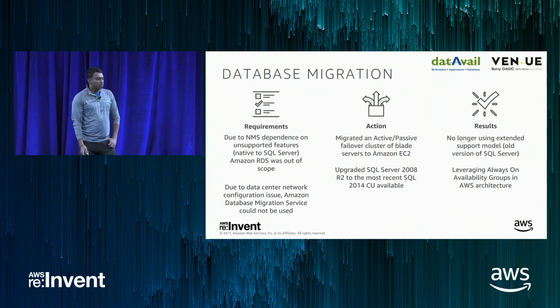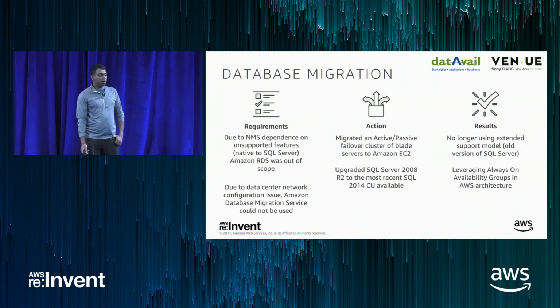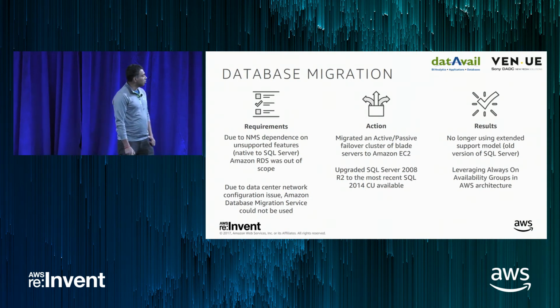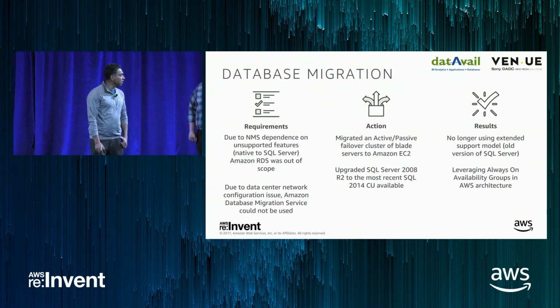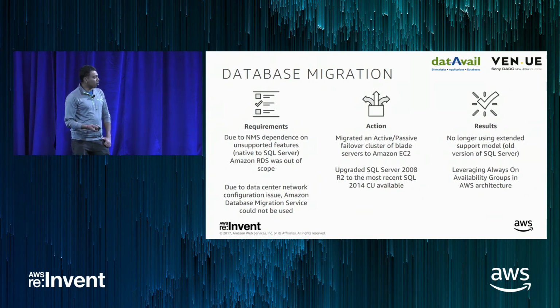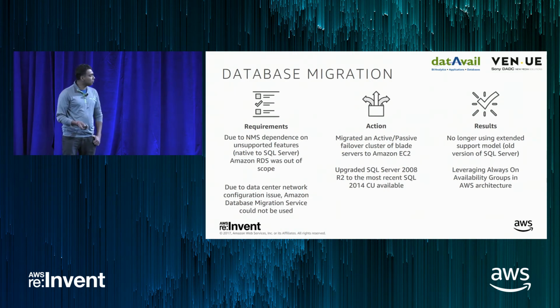One of the other requirements we also had was how to move 2 terabytes of data from on-prem to AWS. We initially explored using AWS Database Migration Service, but we had some data center network configuration issues, so we decided to use S3 and the traditional backup and restore strategy. So what we did was migrate an active passive cluster running on-prem to multiple EC2 nodes running on AWS. We also decided to upgrade from SQL Server 2008 R2 to SQL Server 2014 so that we can leverage the Always On availability groups in the AWS architecture. I'm going to talk more about Always On availability groups and how we leverage some of the features.